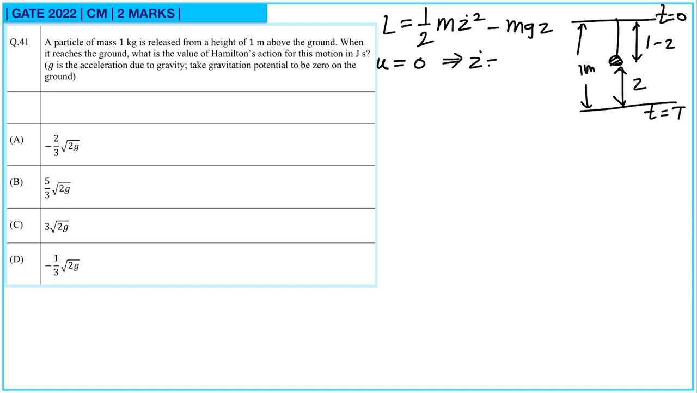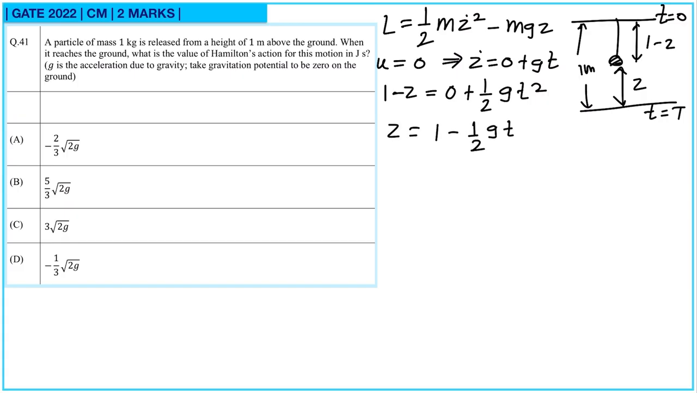That means z dot will be v is equal to u plus at, so 0 plus gt, and the distance covered is 1 minus z. So s is equal to ut plus half a t square. So these are the equations. From here we can write z is equal to 1 minus half g t square. So we have z dot and z with us.